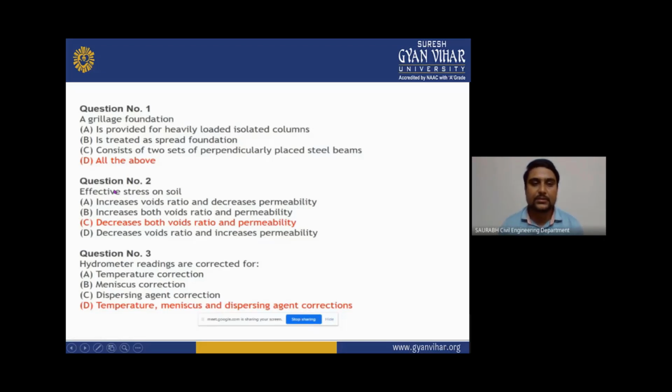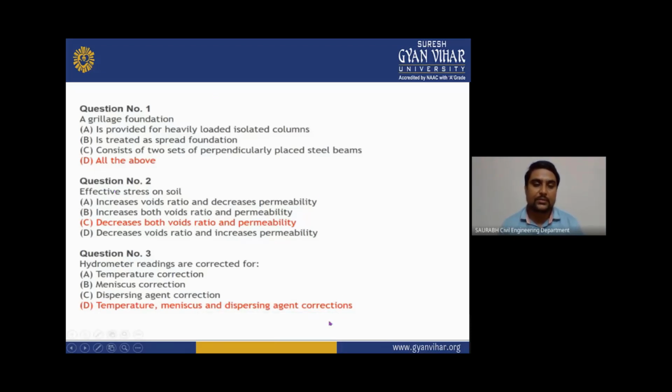Come to the next question. Effective stress on soil: increase void ratio and decrease permeability; increase both void ratio and permeability; decrease both void ratio and permeability; decrease void ratio and increase permeability. And here the right answer will be decrease both void ratio and permeability.